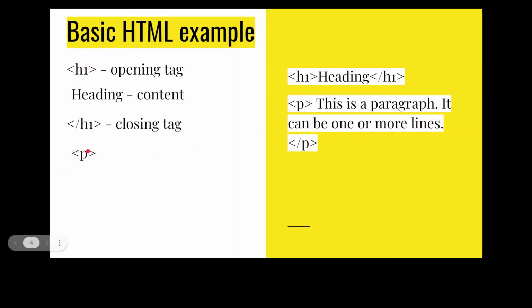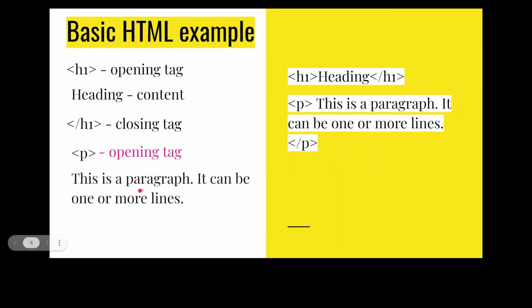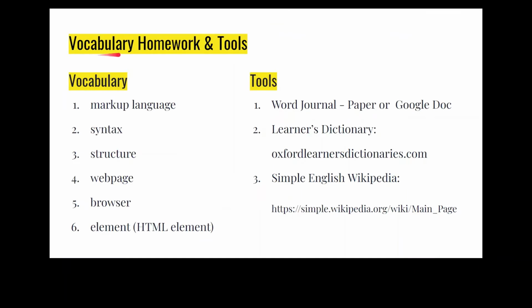What is this P right here? Great, yes, that's the opening tag. How about this? This is a paragraph. It can be one or more lines. What is this? Great, that's the content. Good job. All right, at the end, oh, I think I gave you a hint there. What is this one? Yes, that's the closing tag. Good job. At the end, I have some vocabulary homework for you.